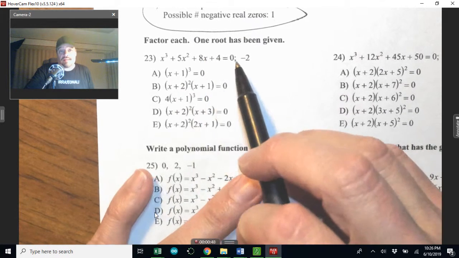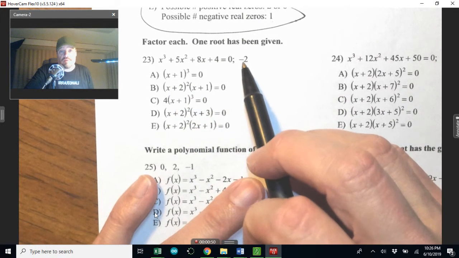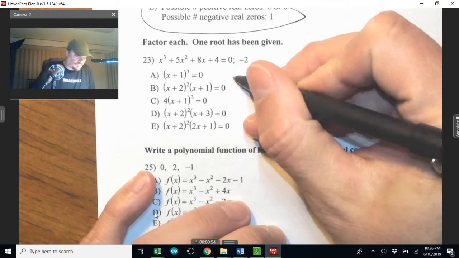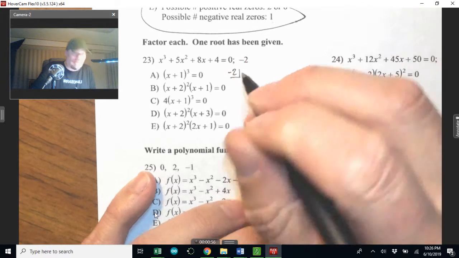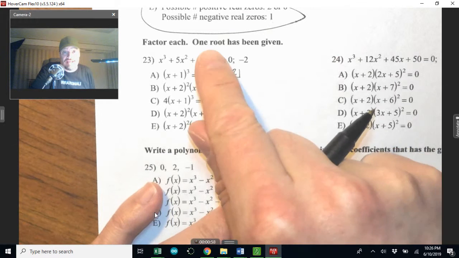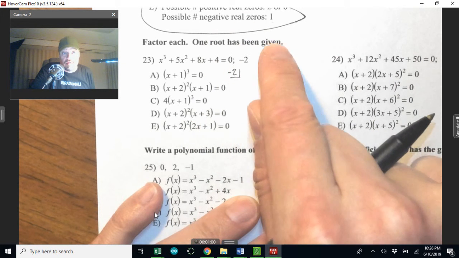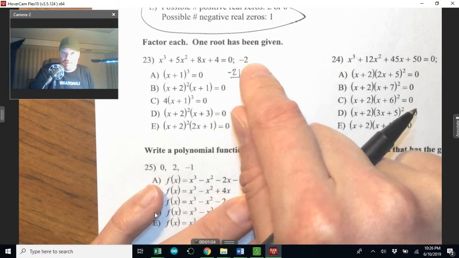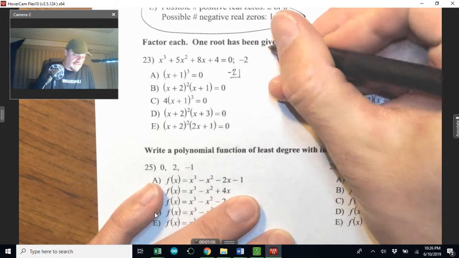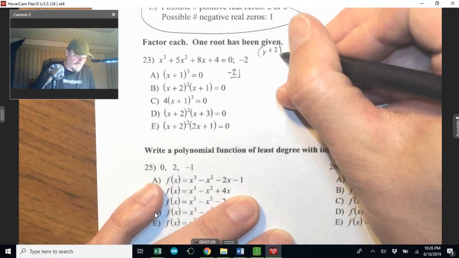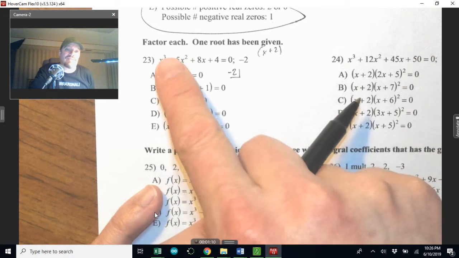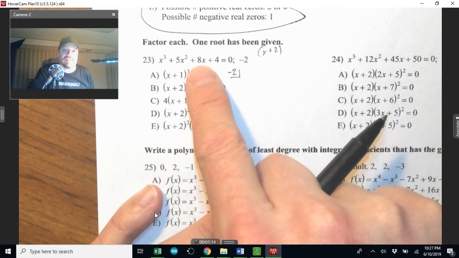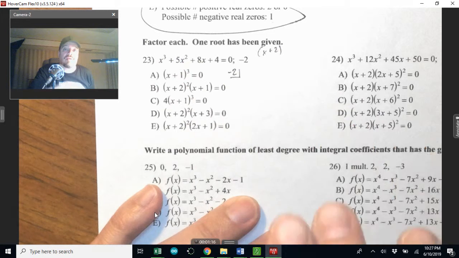Now in this case, you are given a root of -2, which means that -2 will go into him evenly. One root has been given. So that means -2 is a 0. Therefore, -2, i.e. x plus 2, will go into x to the third plus 5x to the second plus 8x plus 4. It will go in there evenly.